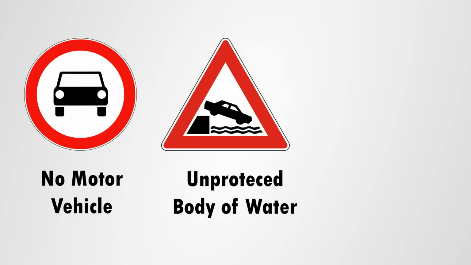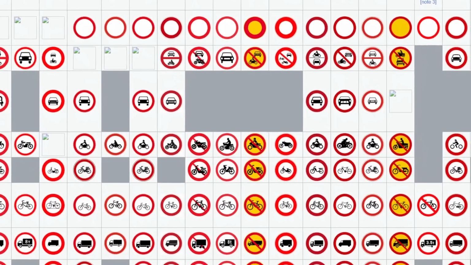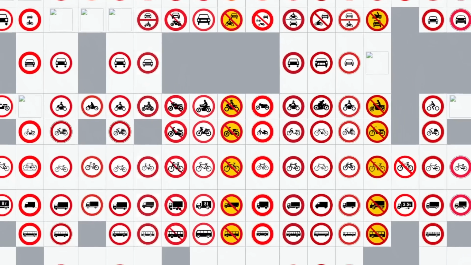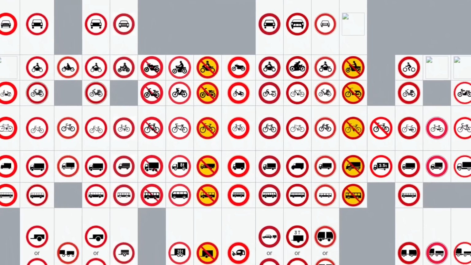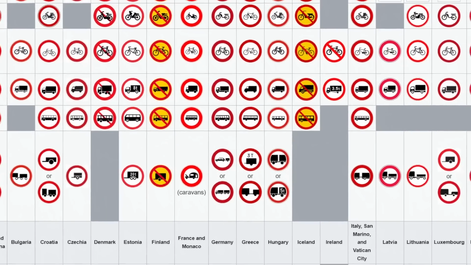The no motor vehicle sign to get an idea about the front end styling of the car, the unprotected body of water sign to get an idea about the side profile of the car, and the slippery surface sign to get an idea about the rear end styling of the car. I used the overview on Wikipedia, which is about European traffic signs, so my apologies if the signs used in the video actually turn out to be outdated or are no longer used in your particular country.